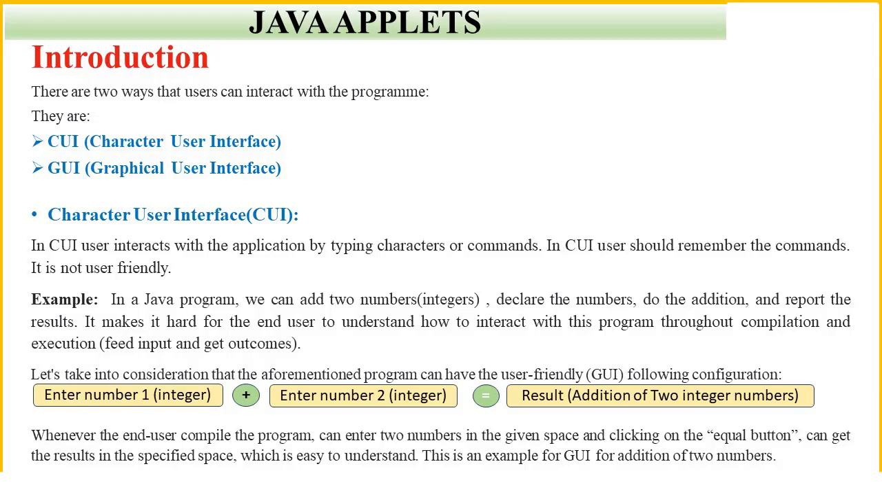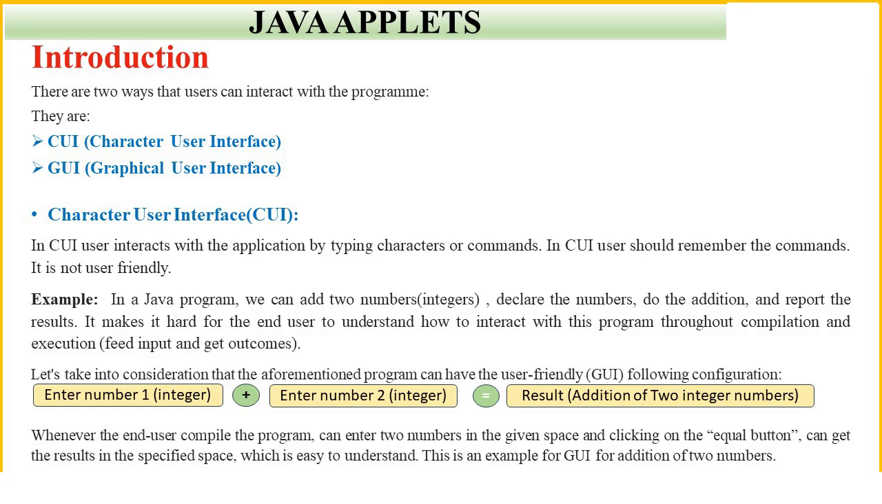Java applets. There are two ways that a user can interact with a program: CUI and GUI, character user interface and graphical user interface.